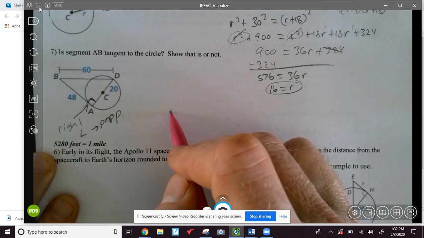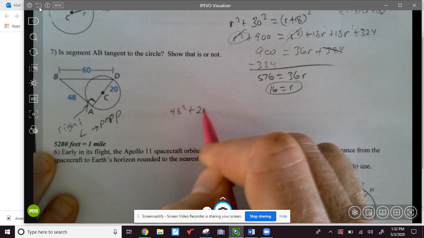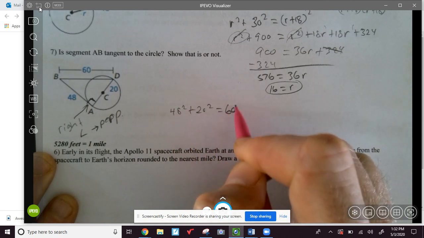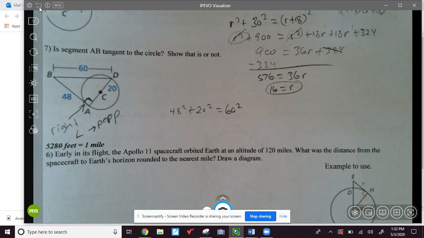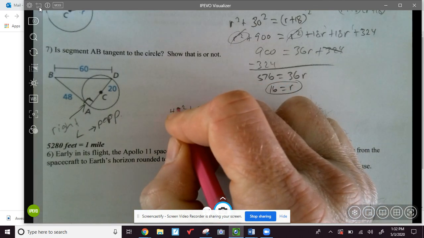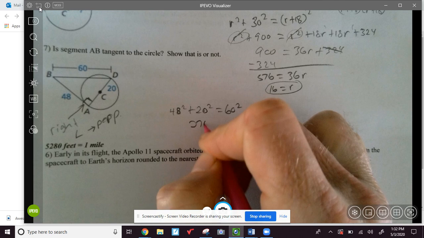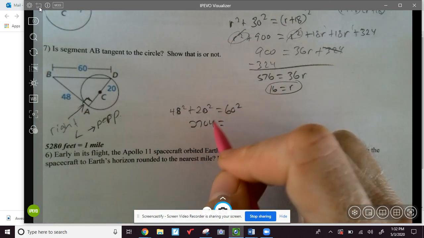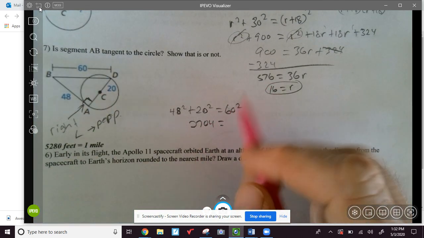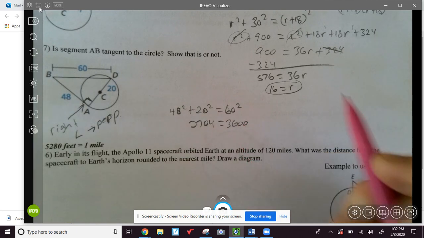All right, so 48 squared plus 20 squared equals 60 squared. Now I can use our calculator for this. We don't need to write everything down. So 48 squared plus 20 squared equals 2704. We know that this is going to be 3600.